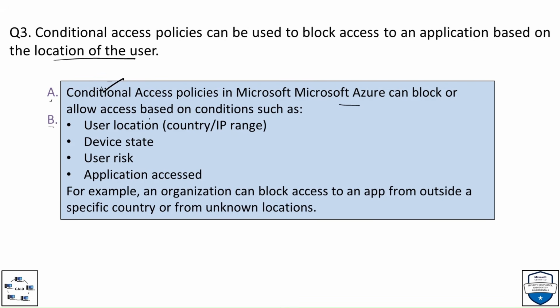Conditional access policies in Microsoft Azure can block or allow access based on conditions such as user location, that is country or IP range, device state, user risk and application access. So for example, an organization can block access to an application from outside a specific country or from unknown locations.